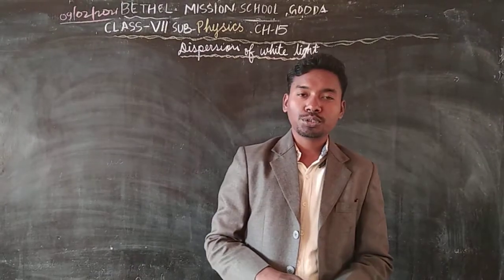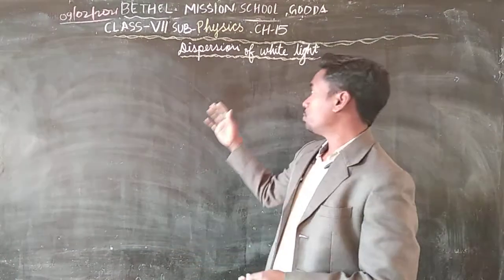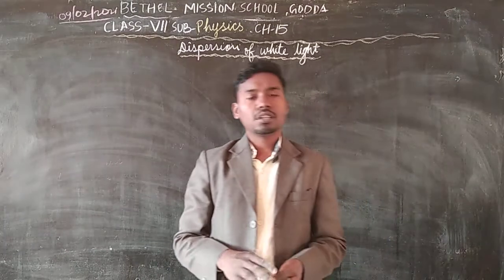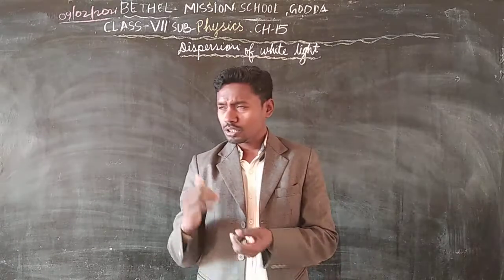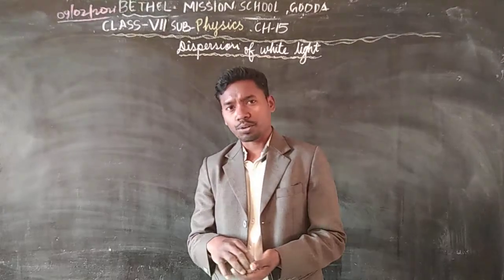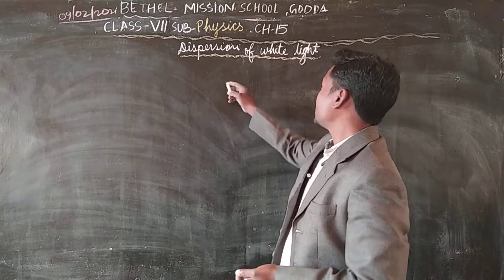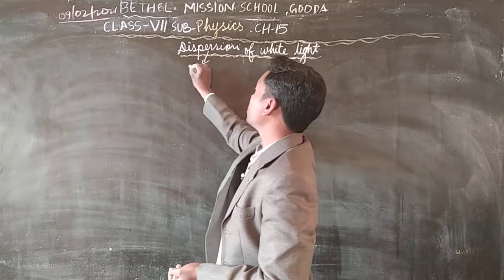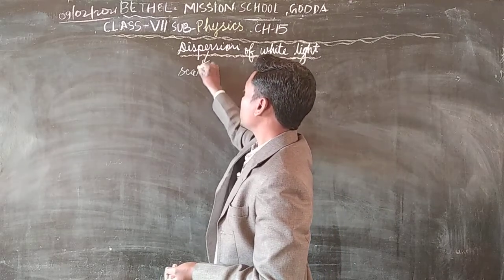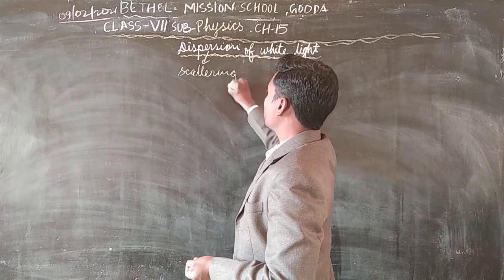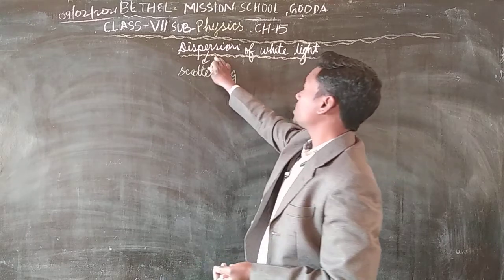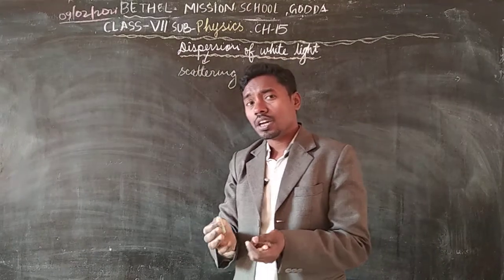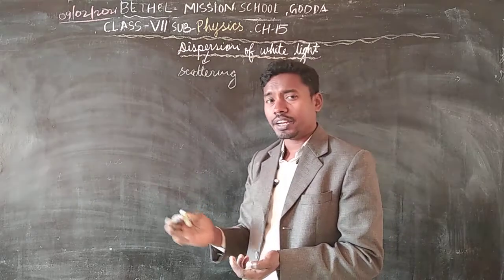I am Francis and today we will be studying dispersion of white light. This is the last portion of the chapter on light, and today's topic is a very interesting one, so let's see. Dispersion means scattering, that is, scattering of white light. We will be studying how and why white light scatters.